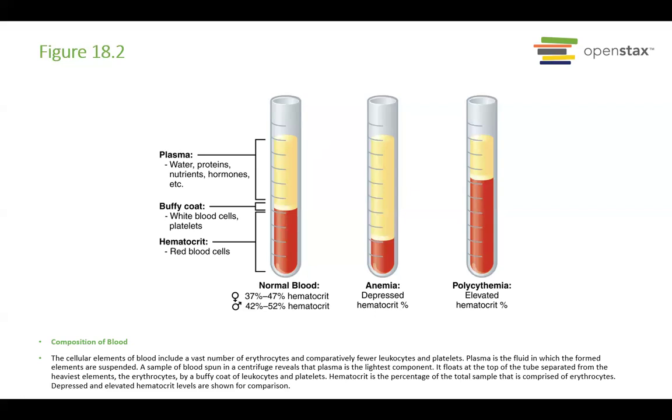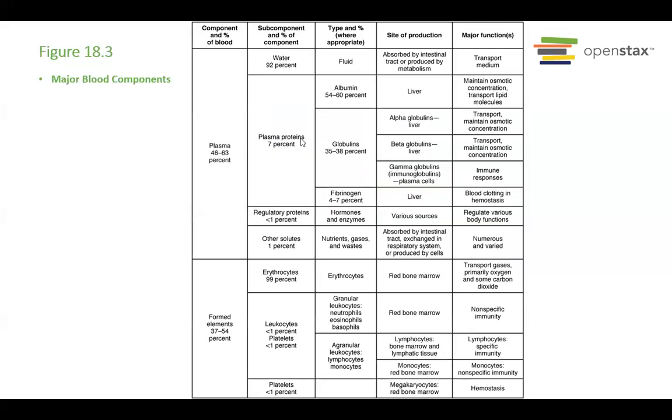Young menstruating females in the reproductive age have to take the iron pills because iron is very important to make the hemoglobin. So this figure we talked about shows you what the formed elements are and how much they occupy in the blood.